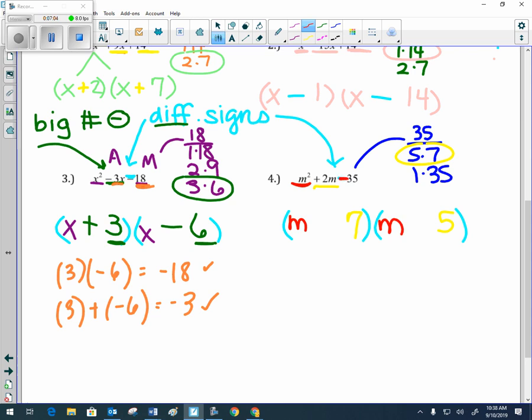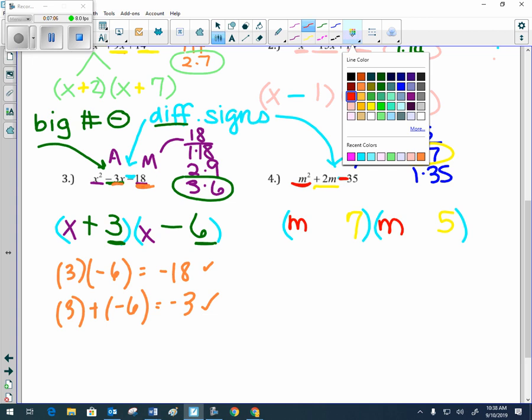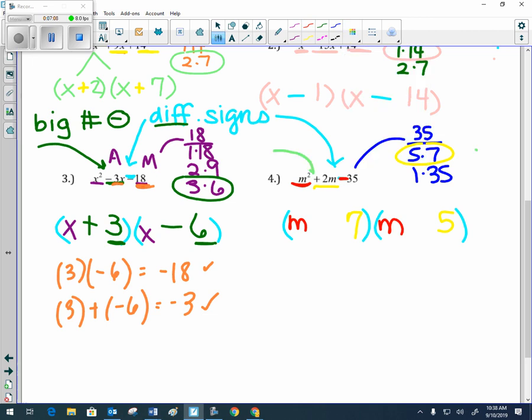Remember, this tells me my signs are different. And if I take a look at this sign that's in here, it's a plus sign. That means that my bigger number has to be positive. What's bigger, 5 or 7? 7 is bigger, it's the plus. 5 then by default has to be the opposite sign, which is going to be a minus.